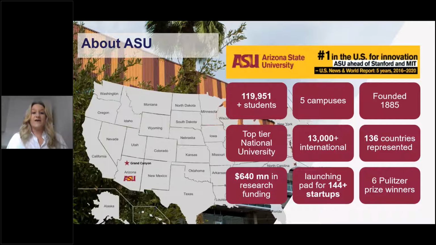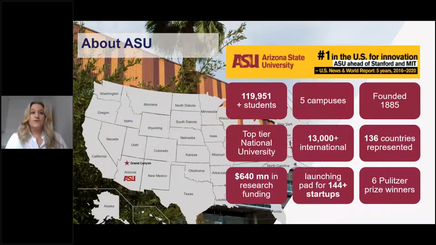But just to know, they have over $640 million in research funding. That is a huge amount. That offers a lot of opportunity for students, including those at the undergraduate level, not just the graduate level, to really be able to experience those research opportunities. Just some notes: they have 6 Pulitzer Prize winners that have graduated from Arizona State University. And so they have a lot of accolades that we're going to talk about next that just show the high quality of education that Arizona State University provides.